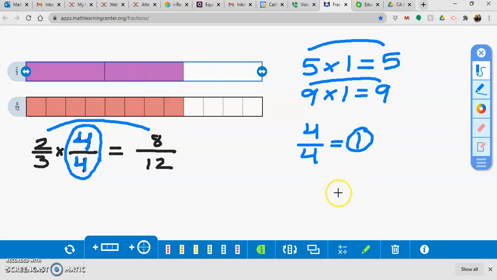All right, so let's move forward. Let's look at a different example.